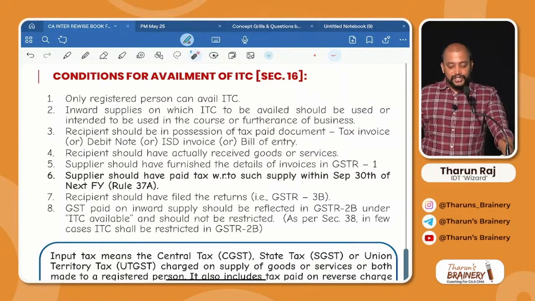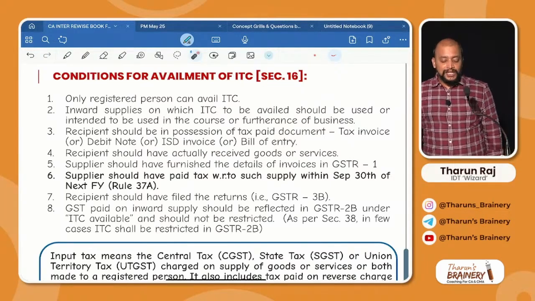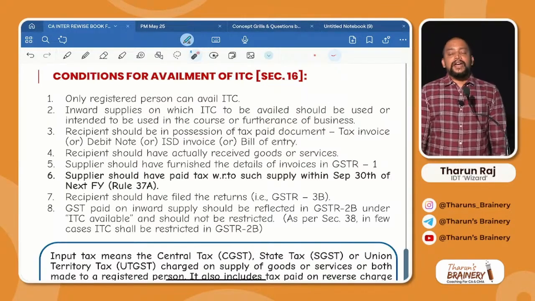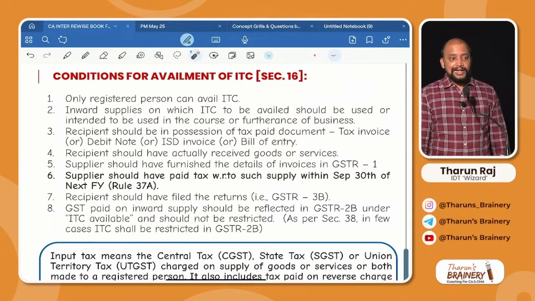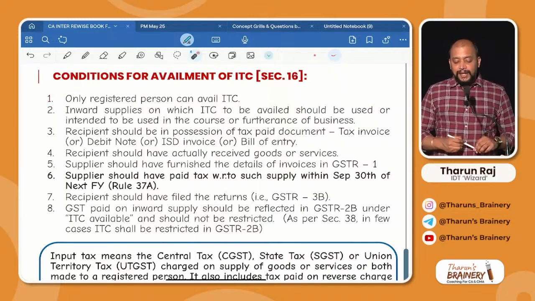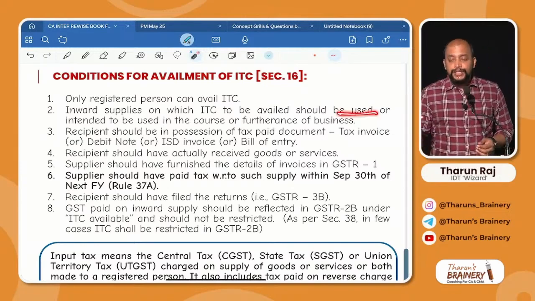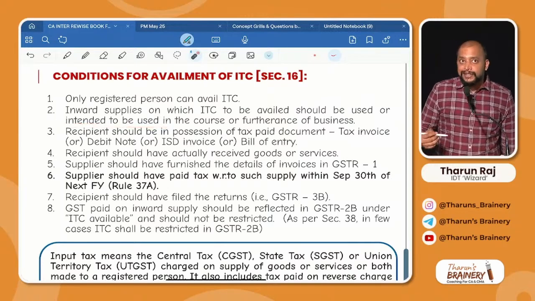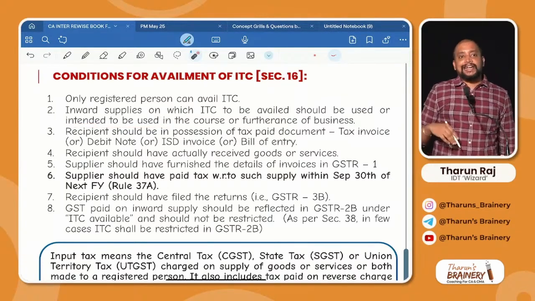Look into section 16, conditions for availment of ITC. So total 8 conditions we have. Condition number 1, only a registered person can avail ITC. Of course, an unregistered person cannot avail ITC, only a registered person can. Then the inward supplies on which ITC is to be availed should be used or intended to be used. Intended to be used means I am using it now or I am going to use it in future. Even then I can take ITC.